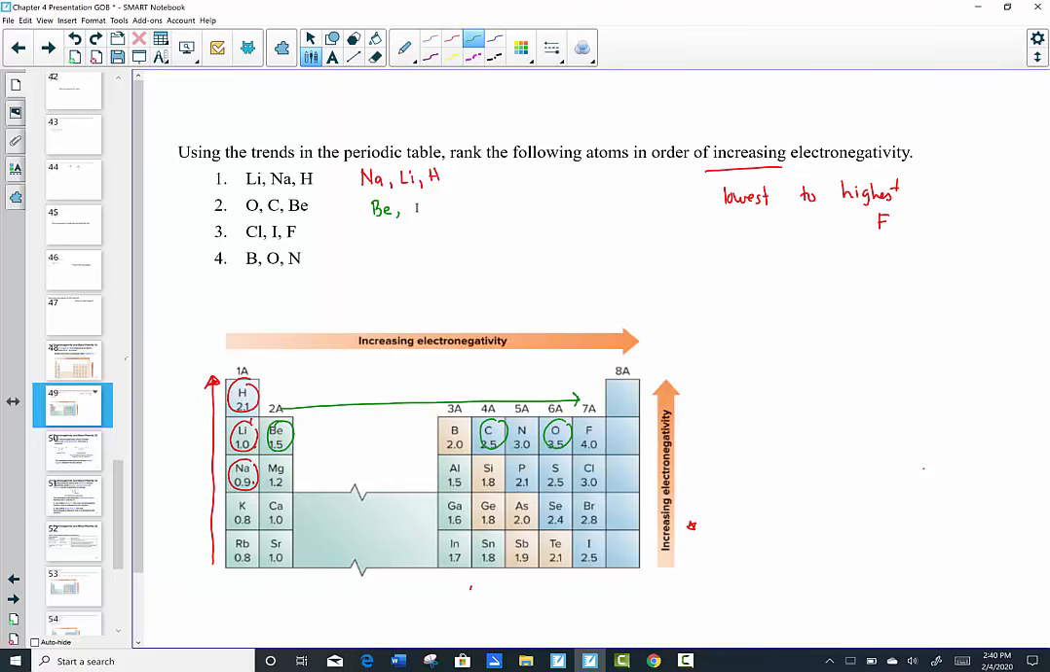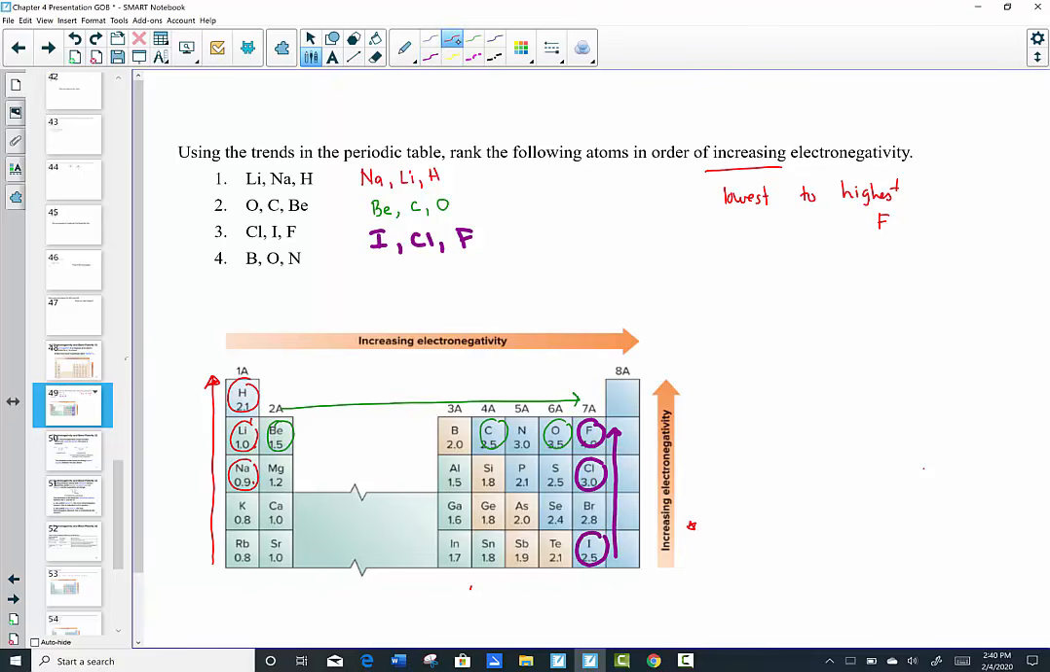Furthest away, then carbon, then the closest, oxygen. Find the periodic trends. Next one we're examining, we're given chlorine, iodine, and fluorine. The trend: electronegativity increases going up a column. The least electronegative, iodine, chlorine in the middle, and then the most electronegative being fluorine.